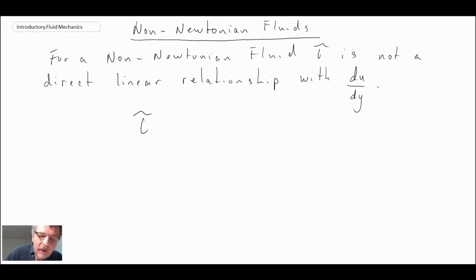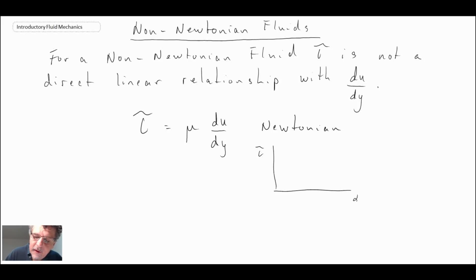If you recall for Newtonian, we had the constant of proportionality being viscosity. That is for Newtonian. And so you can imagine if you were to plot tau versus du by dy, you would have a linear relationship. Well, for non-Newtonian fluids, you don't have a linear relationship. And so there are different types of fluids that exist with different characteristics.